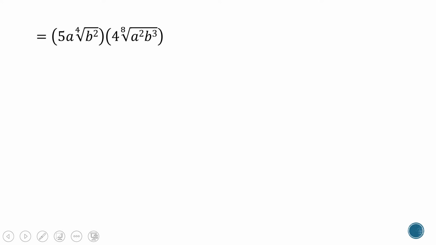Let's consider this one. So again, when multiplying radicals that have different indices, the first thing we need to look at are the indices. 4 and 8. So what's the least common multiple of 4 and 8? Multiples of 8 are 8, 16, and then 24. Maybe we can stop there for a while. Multiples of 4 are 4, 8, and then 12, and then 16.